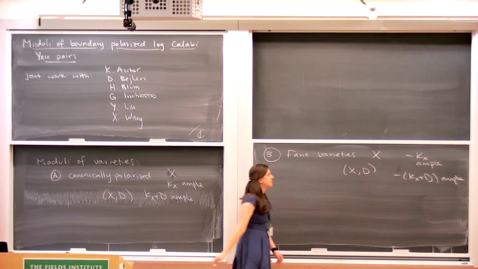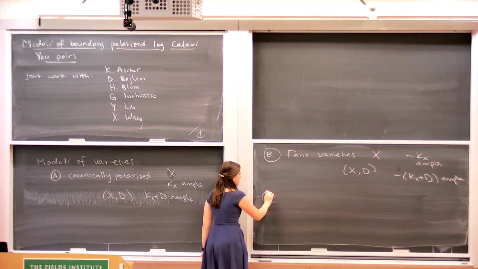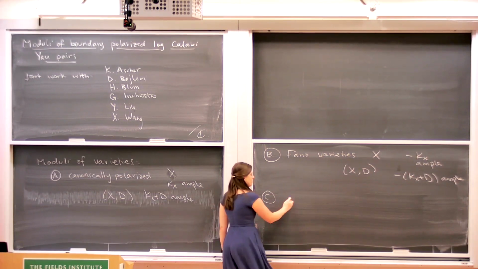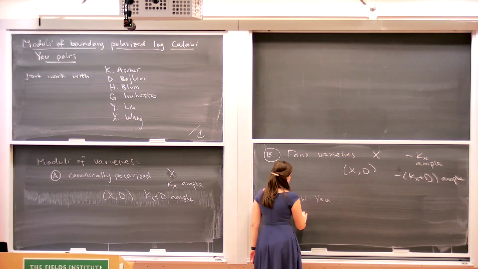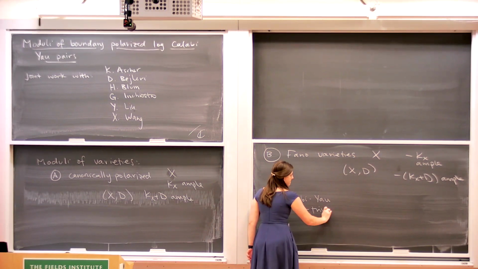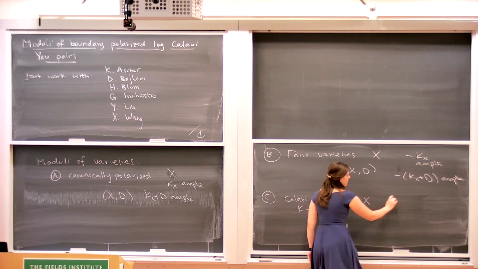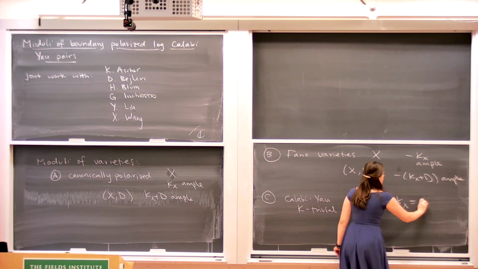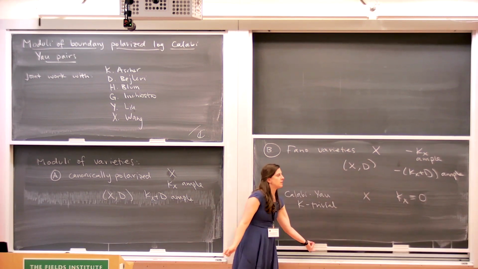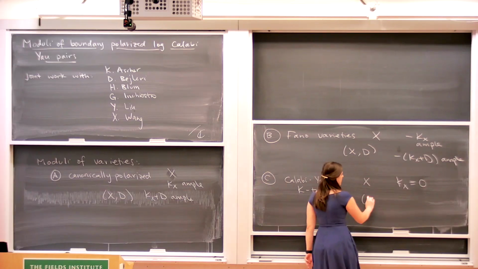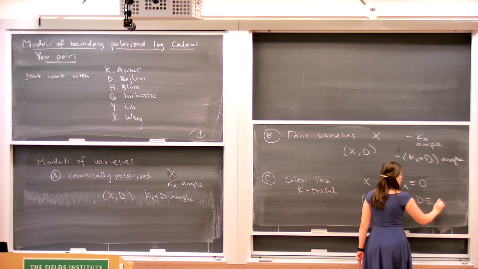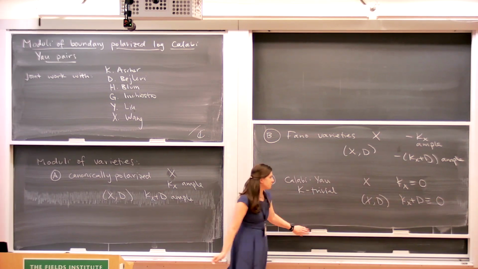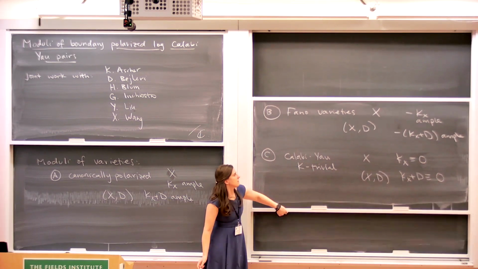And then the third case that we'll be talking about today are, I will sort of call these Calabi-Yaus, maybe K-trivial is a better word. So X, where K_X is, for now, we'll just say numerically trivial, or similarly pairs (X, D), where K_X plus D is trivial.